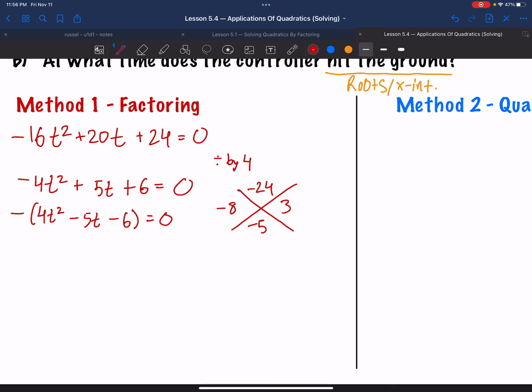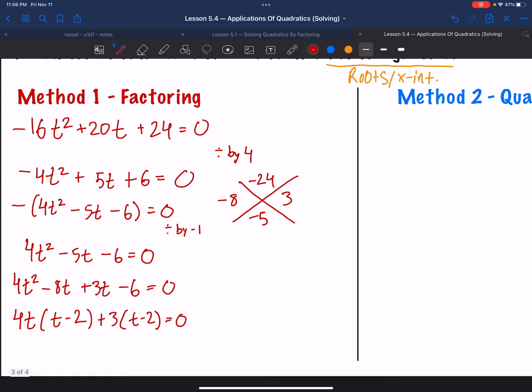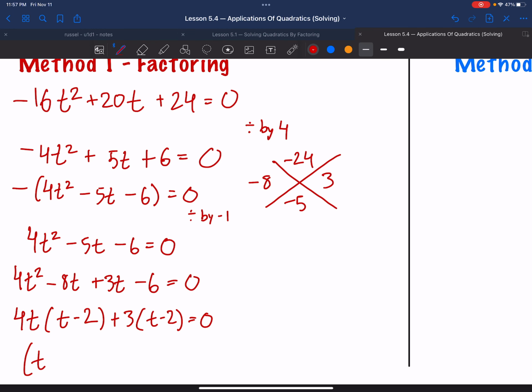Actually, here's the thing. You don't even need the negative anymore. Let's say I divide by negative 1. Then I got 4t squared minus 5t minus 6 equals 0. And now that just gets rid of that negative business, okay? And so this is now 4t squared minus 8t plus 3t minus 6 equals 0. So I'll do 4t times t minus 2 plus 3 times t minus 2 equals 0. So then this factors as t minus 2 and 4t plus 3 equals 0.